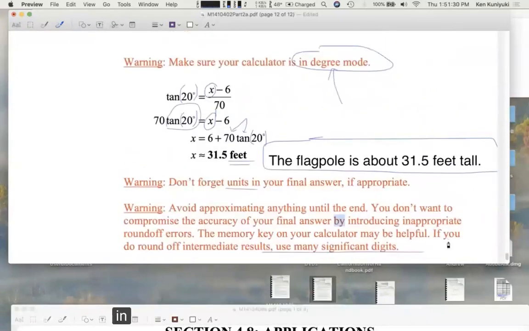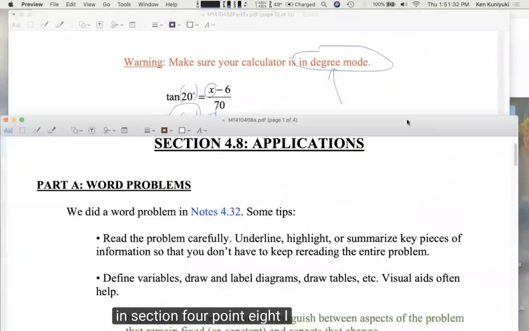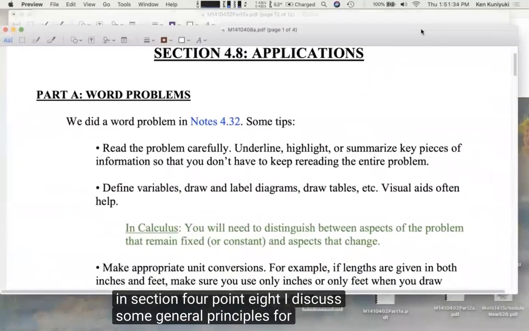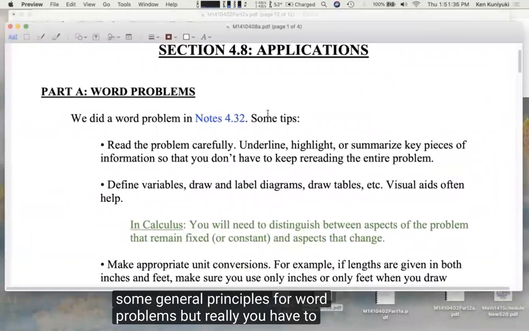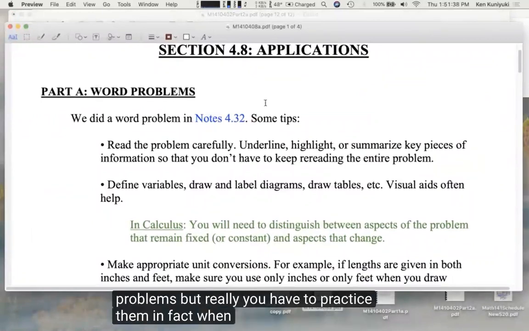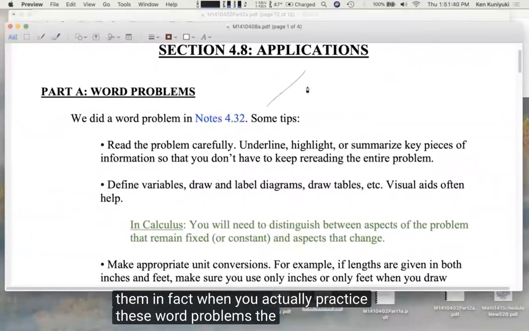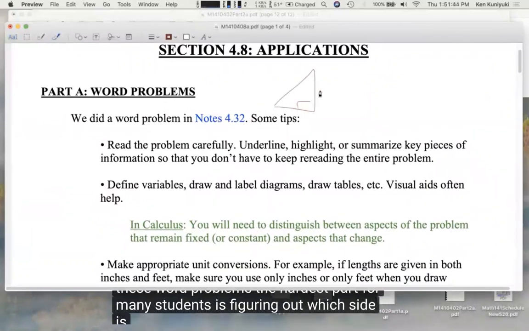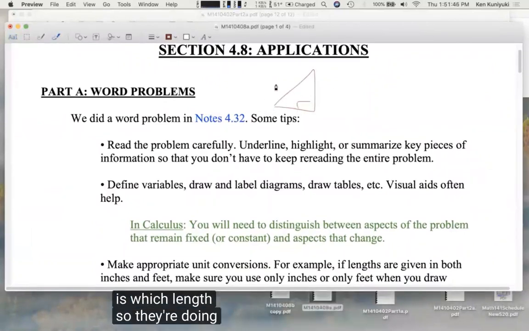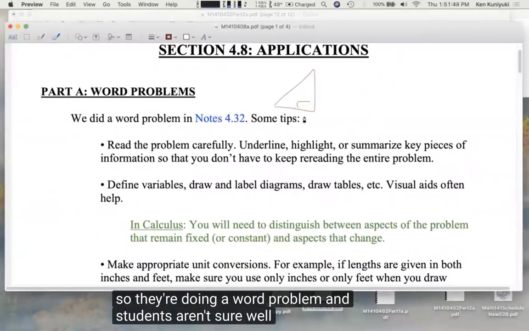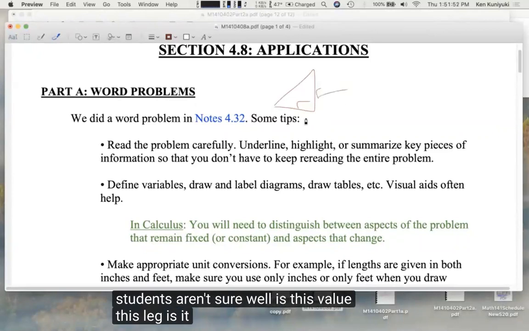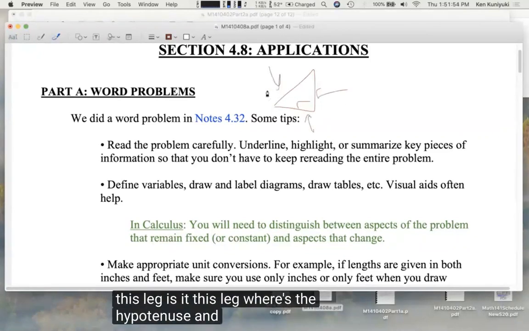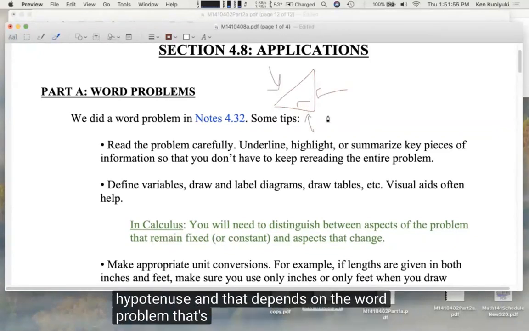Okay, in section 4.8, I discussed some general principles for word problems, but really you have to practice them. In fact, when you actually practice these word problems, the hardest part for many students is figuring out which side is which length. So they're doing a word problem and students aren't sure, well, is this value this leg? Is it this leg? Or is it the hypotenuse? And that depends on the word problem. That's hard to teach. You get it from practice.